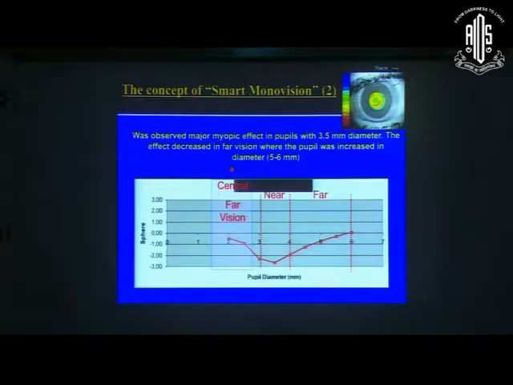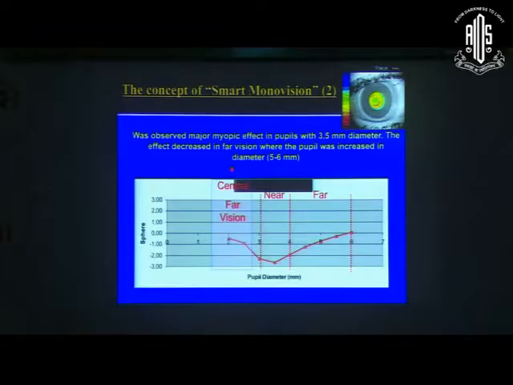So basically the inlay works on the principle of smart monovision. Alright, what is smart monovision? It is a pupil dependent monovision. As we all understand, when we are seeing for far, the pupil has a certain diameter, and when we look for near, the pupil becomes miosed, and the diameter of the pupil goes down.